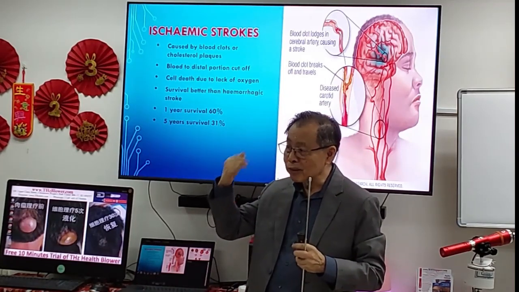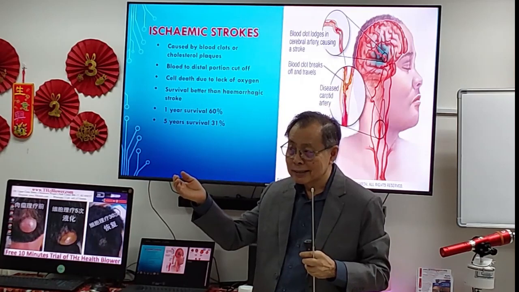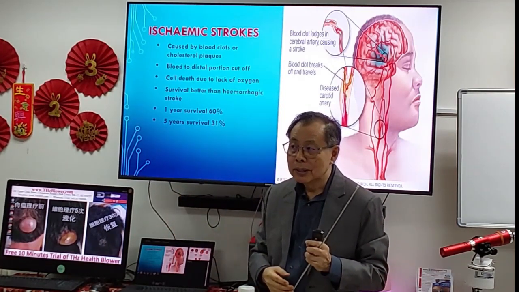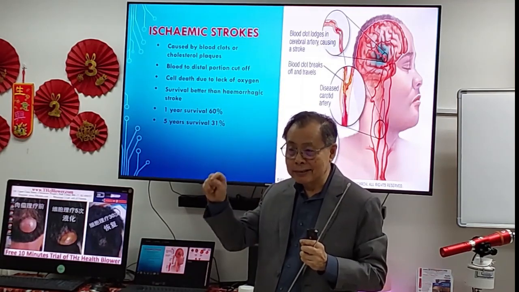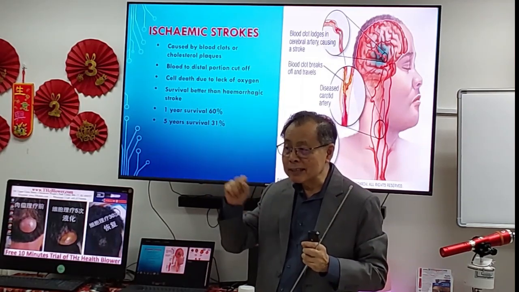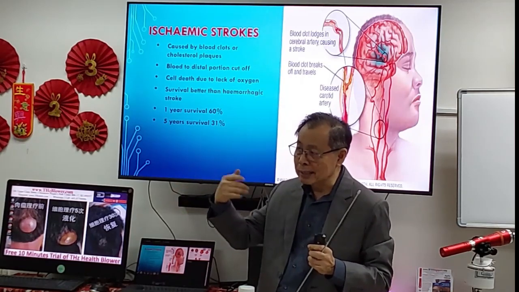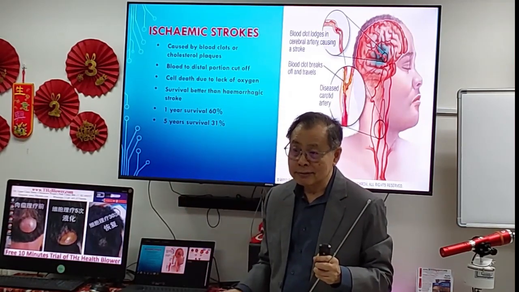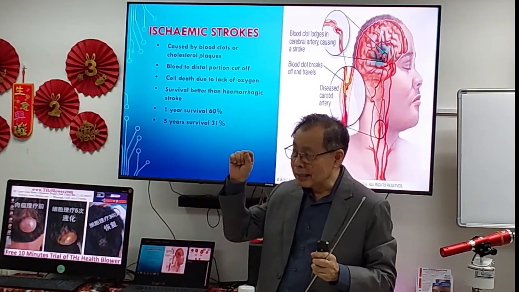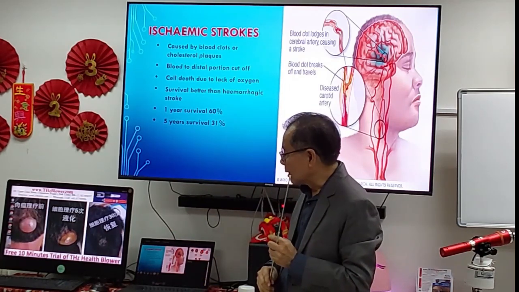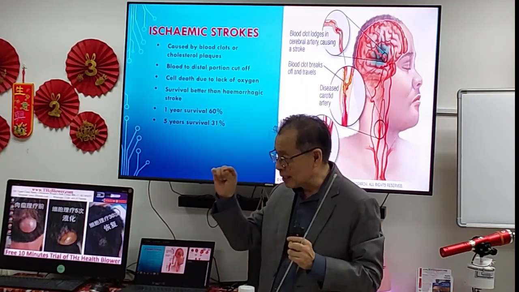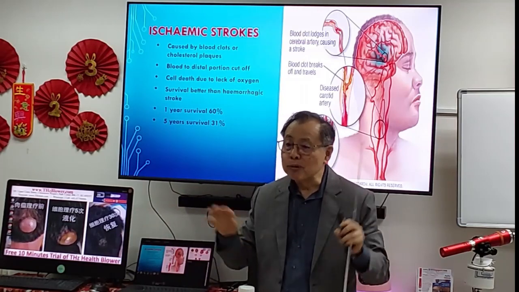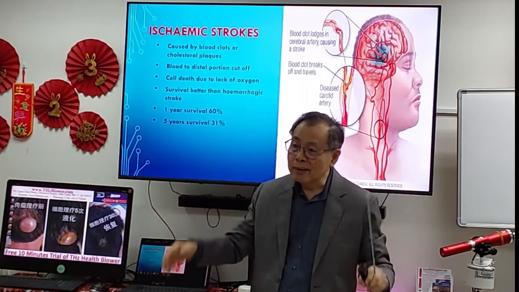Usually the first stroke won't kill the patient, but the second or third stroke will. But the mobility will be affected. Mobility depends on what area. If it's a sensory stroke, they can't feel or they can't balance themselves, so they can still live with it. If it hits a certain area, I think it's the internal capsule, where all the nerves that affect movement are, then of course you can't move.